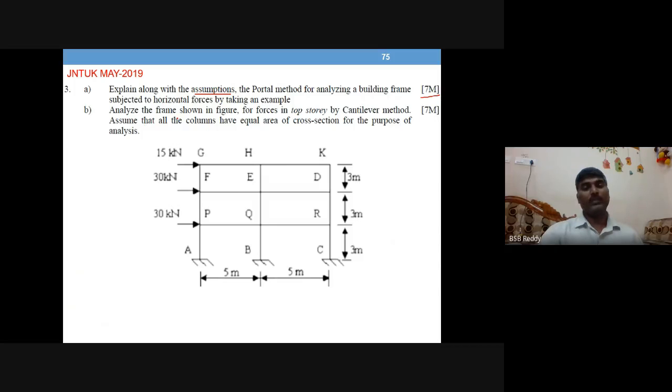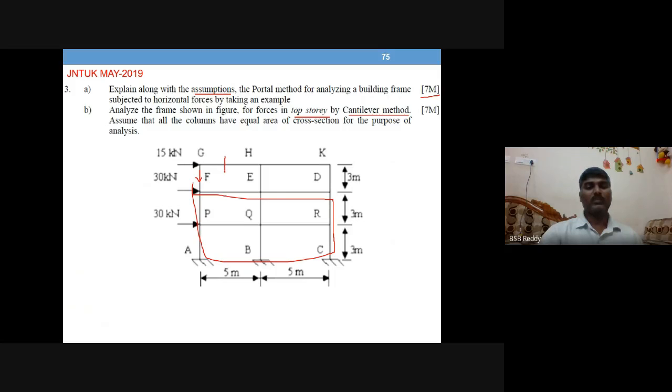Similarly, analyze the frame shown in the figure for forces in the top story by the cantilever method. Only the top story. Assume that all the columns have equal area of cross section for the purpose of analysis. So don't go to the remaining part of the problem. Just the top story. First, you locate the CG of columns. Then apply assumption 2. So you get column axial loads first. Don't go for the bottom stories, just finish only the top story.